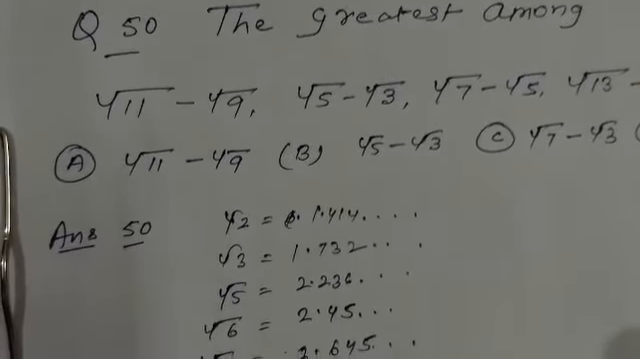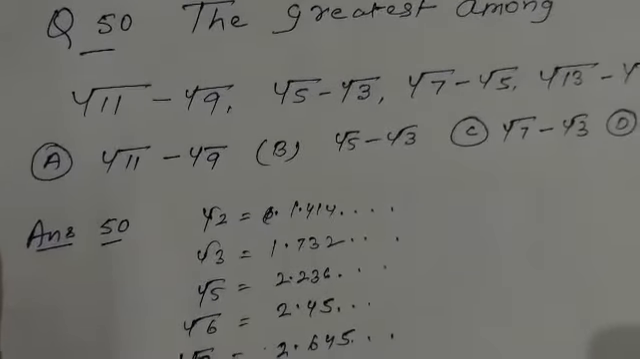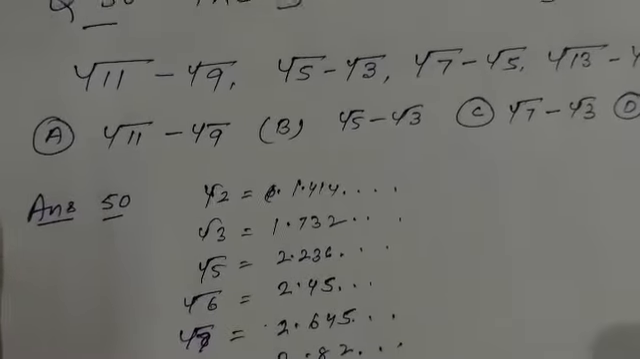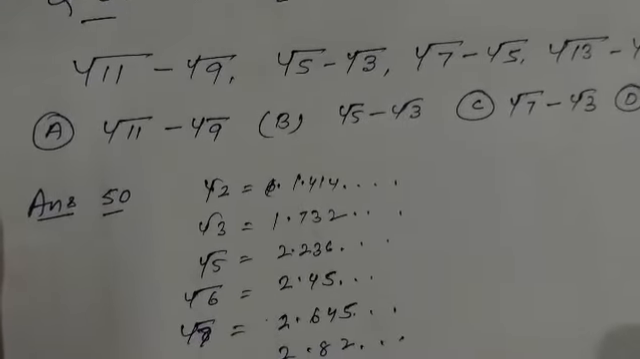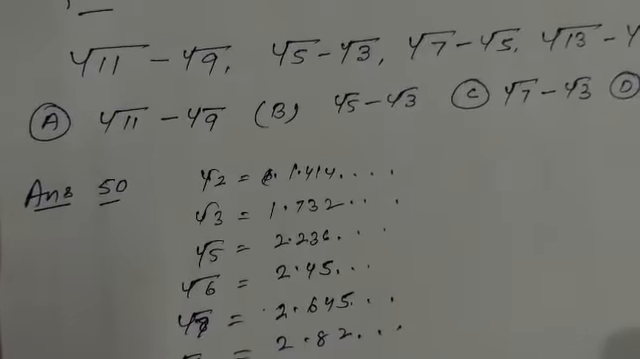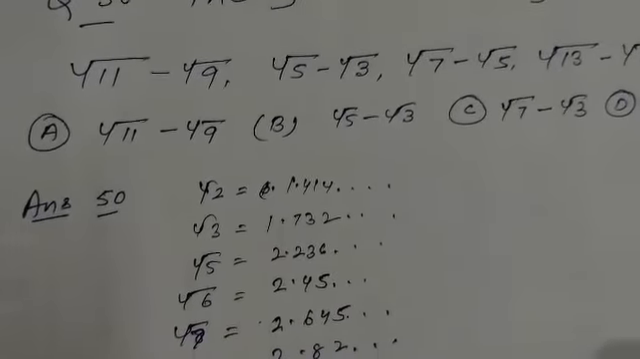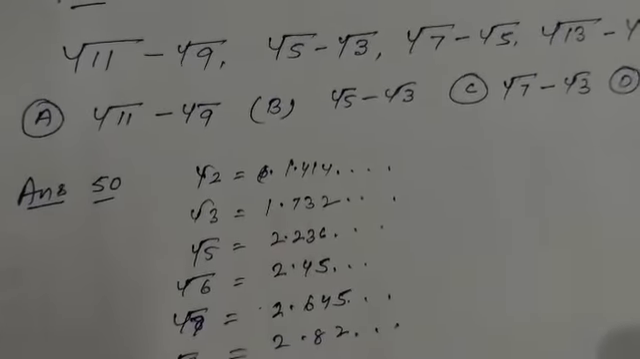Question number 50. Now you are watching the greatest among. We have to find out the value of root 11 minus root 9, root 5 minus root 3, root 7 minus root 5, and root 13 minus root 11. We have to find out which value is the greater one. Clear? So first option and second and third and fourth option are given.